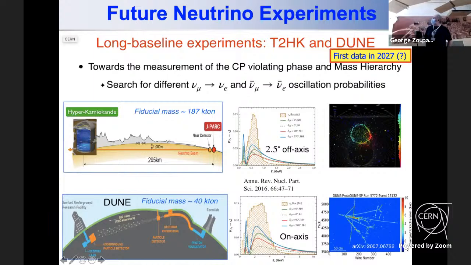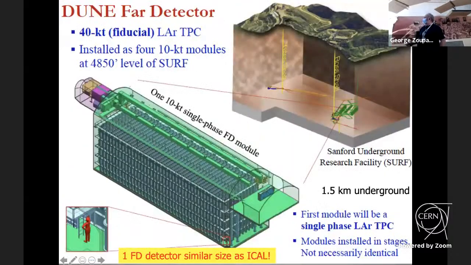So for the long baseline experiments, that's T2K and T2HK and DUNE, you will find on the slides the specifications here. And as long as it doesn't change, I can tell you a few of them. The energy of the beams is going to be different, and the distance is different. 300 kilometers for one and 1,300 for the other. This is DUNE underground.